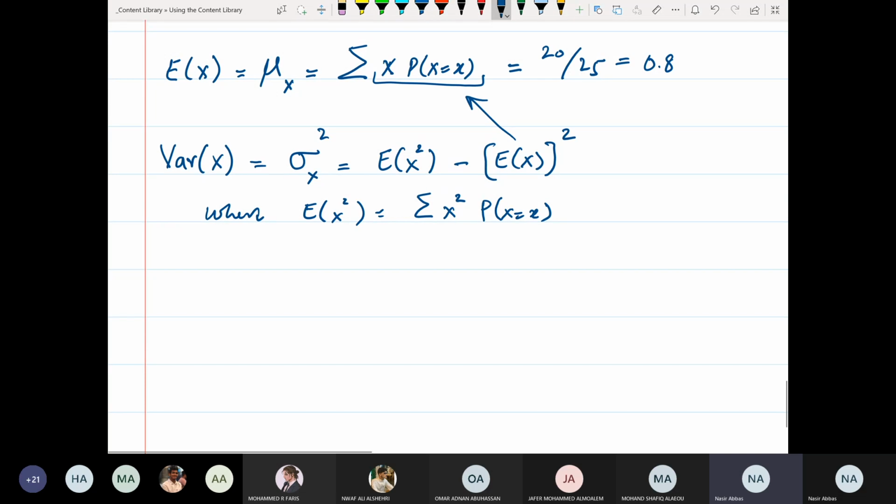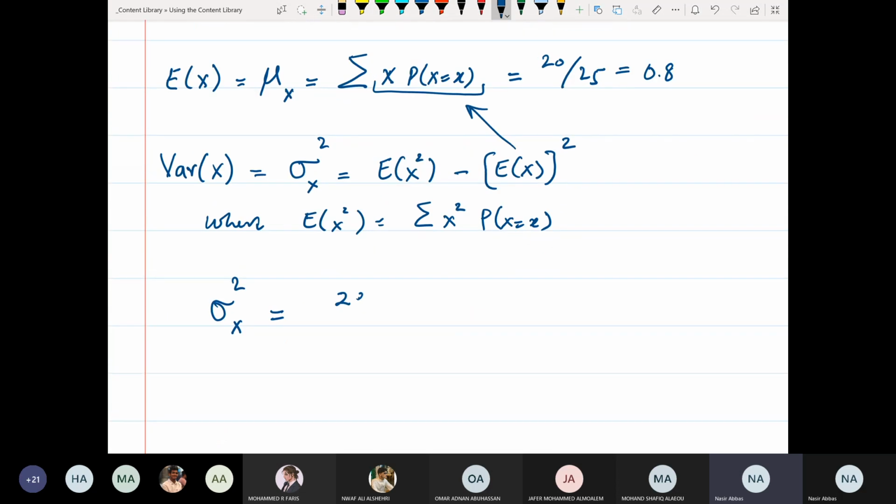So the variance of x here, which is denoted by sigma square of x, is equal to 28 over 25 minus 0.8 square. Can anyone tell me what is the final answer? 0.48. 0.48. Go up to 4 decimal points.